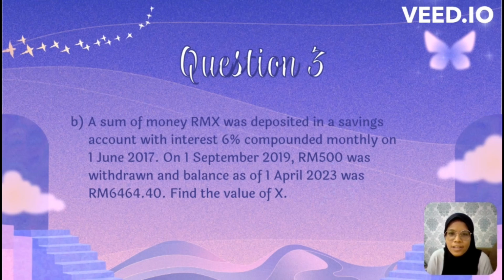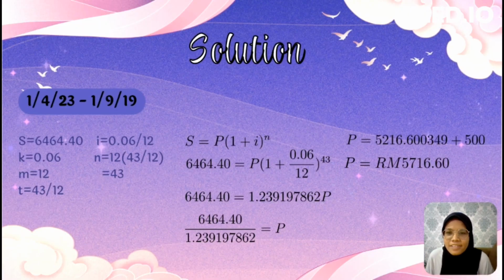on 1 June 2017. On 1 September 2019, RM500 was withdrawn and the balance as of 1 April 2023 was RM6,464.40. Find the value of X. We will calculate from 1 April 2023 to 1 September 2019.